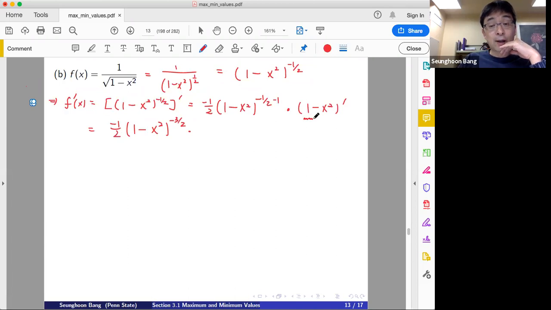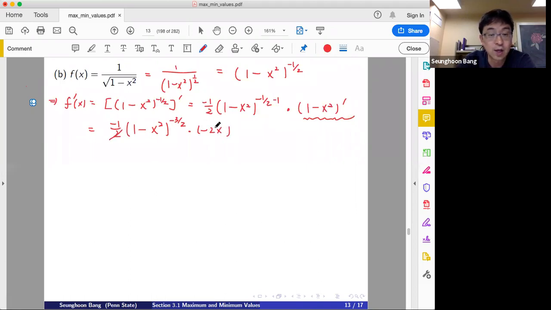What is 1 minus x squared prime? Could you write your answer on the chatting board? The positive 2x or negative 2x? What do you think? The positive 2x, okay. The answer is negative 2x, right? 1 prime is 0, negative x squared prime is negative 2x.